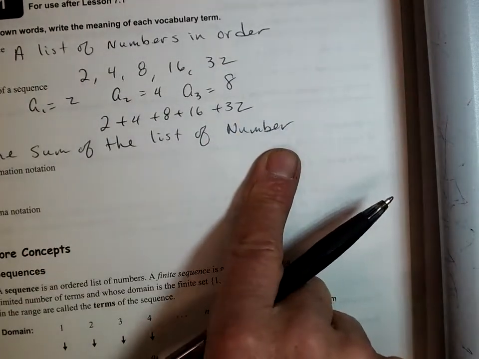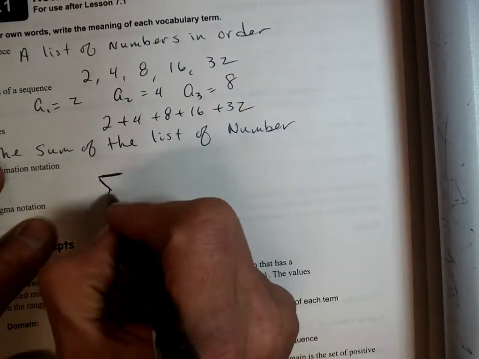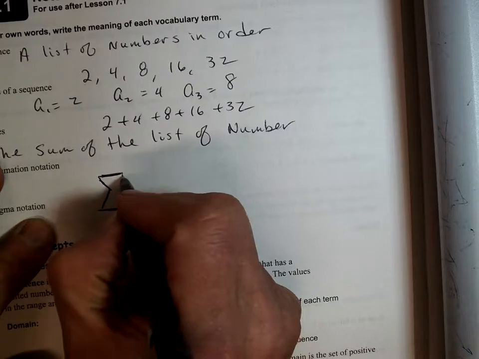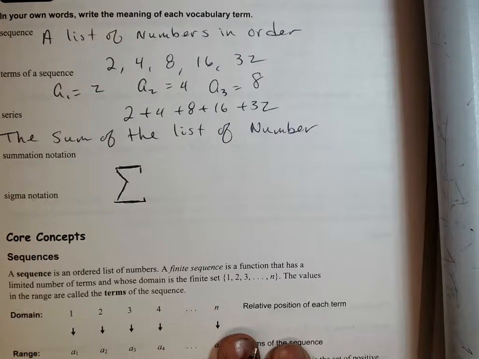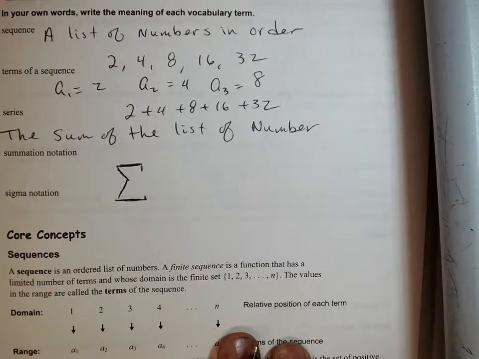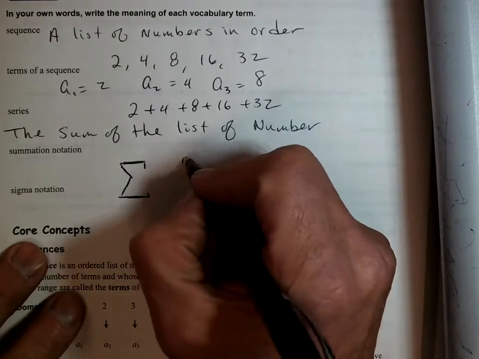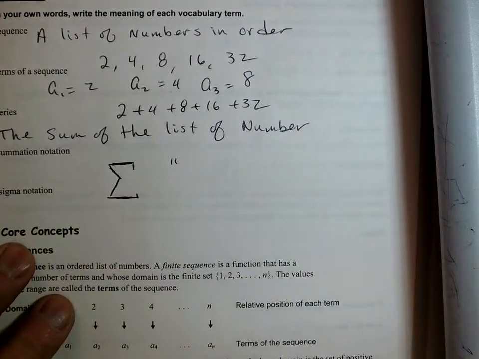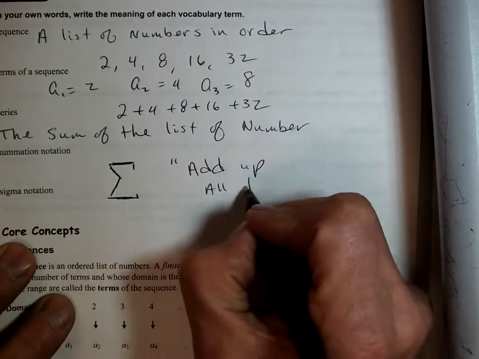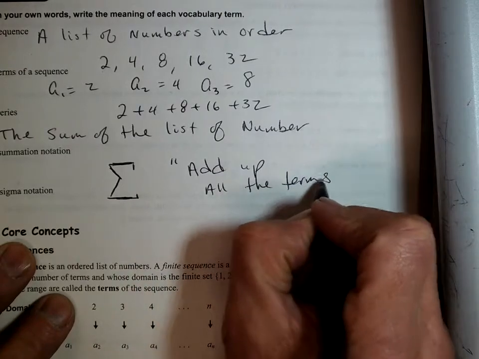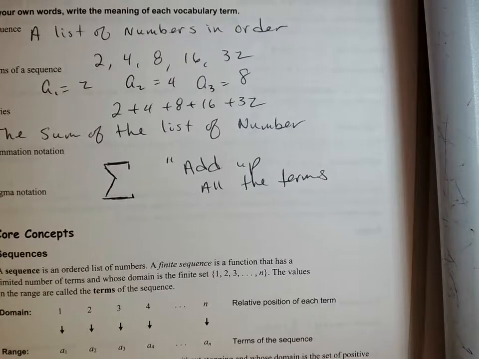Now, there is a funny little symbol, and it's this Greek letter sigma. Okay? And I will never write it this good again. This is about as good as I can write it, and from here on out it'll be pretty sloppy. But that's the Greek letter sigma. So sigma notation, when you see this symbol, it's saying add up all the terms. Okay? Sigma notation, summation notation, it means add up all the terms.